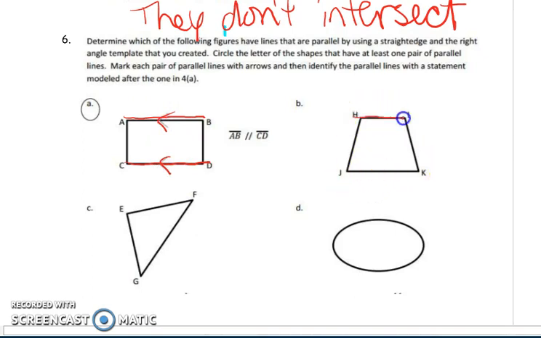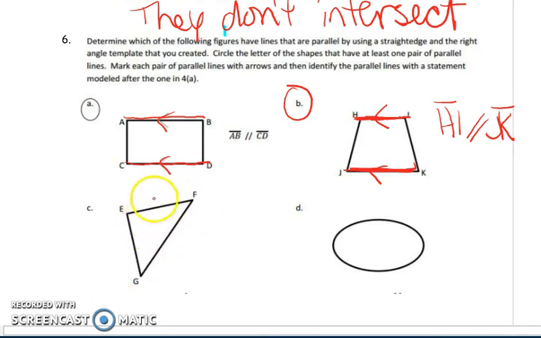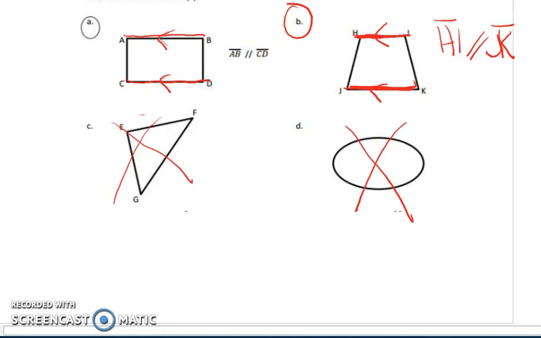So we're going to say that this one has a pair of parallel lines. Line segment HI is parallel to JK, so I'm just going to do the little arrow there to show that they're parallel. And I'm going to say line segment HI is parallel to line segment JK. If I look at this shape, I see that all of these intersect because they cross each other at the points, so nothing there. And I see that this has intersecting lines because it's all touching. So that'll do it.